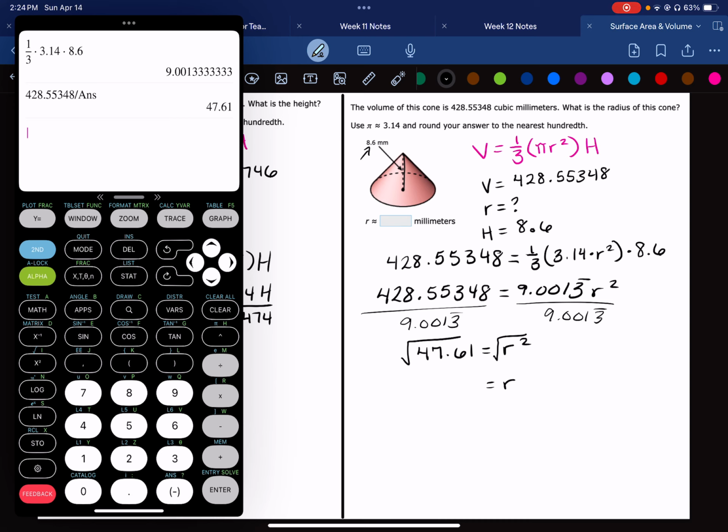So to access the square root on the calculator, again, we're going to hit the blue second button, and then we're going to hit the x squared button right above log. And then we're going to type in 47.61 and hit enter. And we get 6.9. So the radius of this circle is 6.9 millimeters.